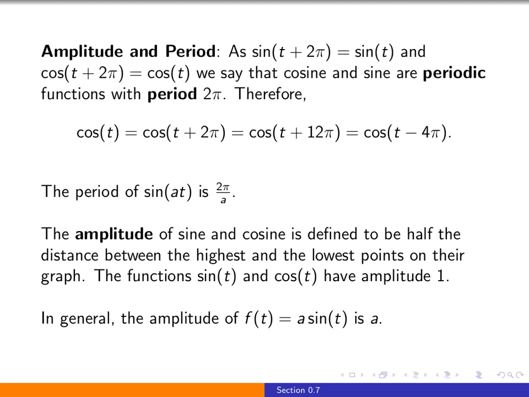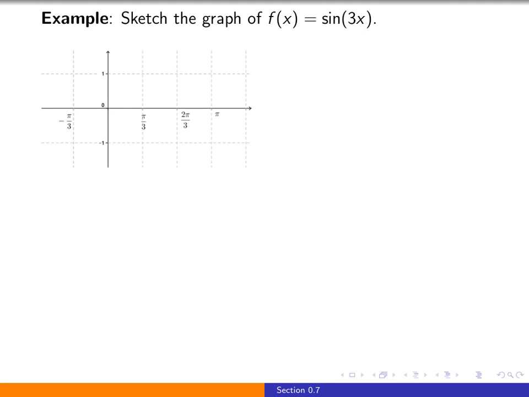So let's look at a basic example. Let's sketch the graph of f of x equals sine of 3x. Now, the key observation to make here is because of the 3, the period of f of x will be 2 pi over 3. So in order to graph this, what we need to do is take the normal sine graph, which has a period of 2 pi, and condense it down so its period is 2 pi over 3. So what normally would happen at 2 pi is now happening at 2 pi over 3.